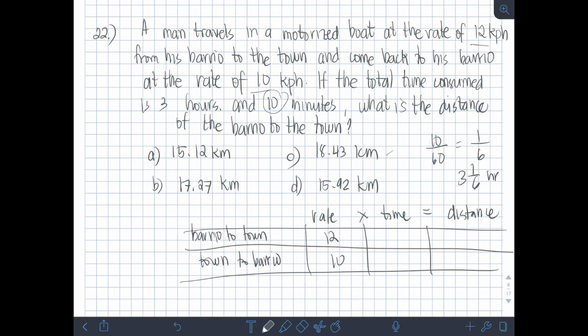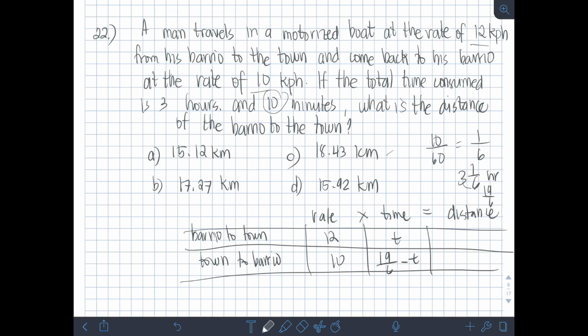Or, in improper fraction, it is equal to 19 over 6. So, yung total daw ay 19 over 6. So, kung ililet natin yung t para dun sa time, para sa barrio to town, therefore, yung magiging time niya from town to barrio na travel ay ma-minus lang natin yung t sa 19 over 6, which is yung total time. Okay? Kasi yung total nila ay 19 over 6.